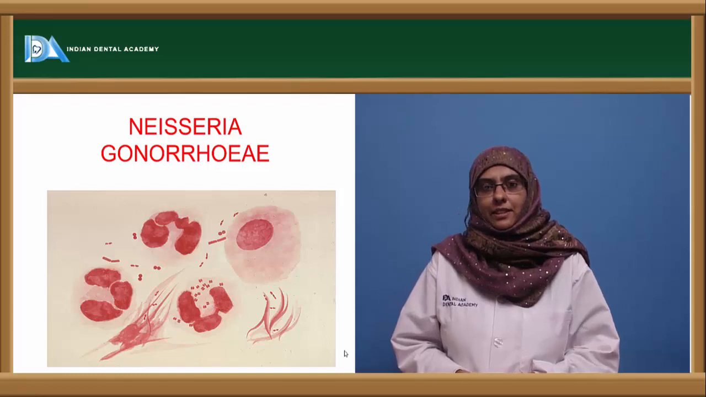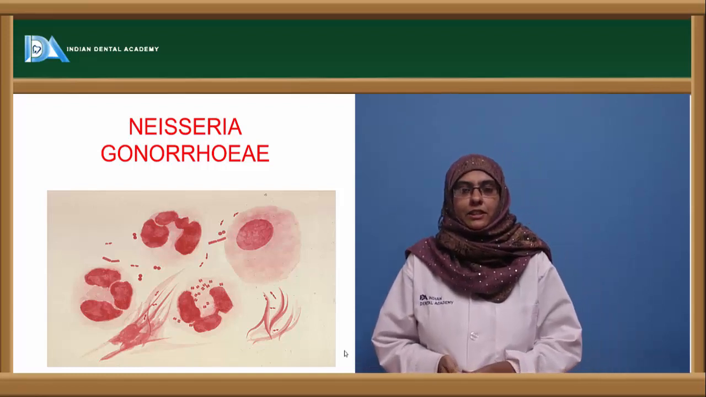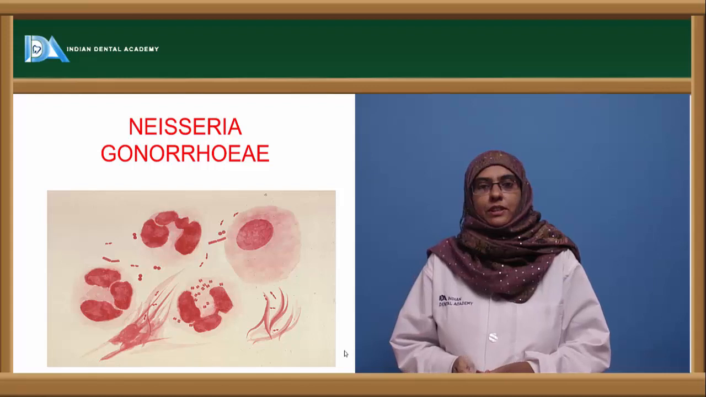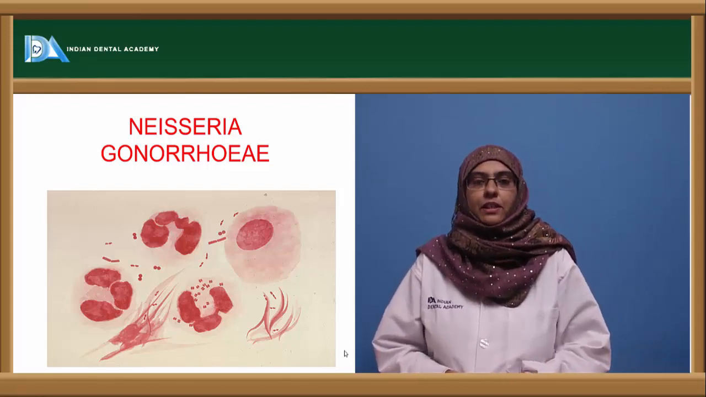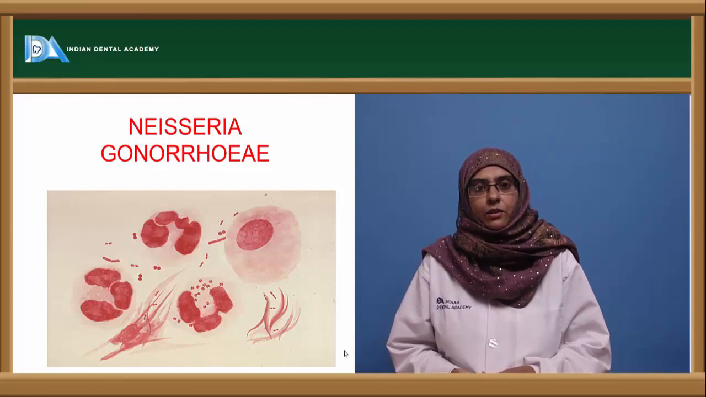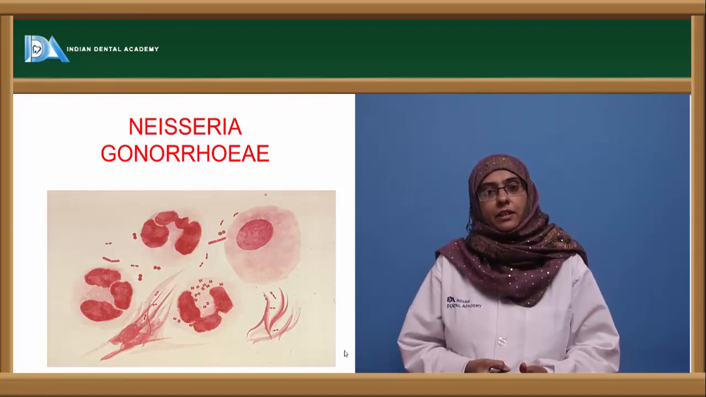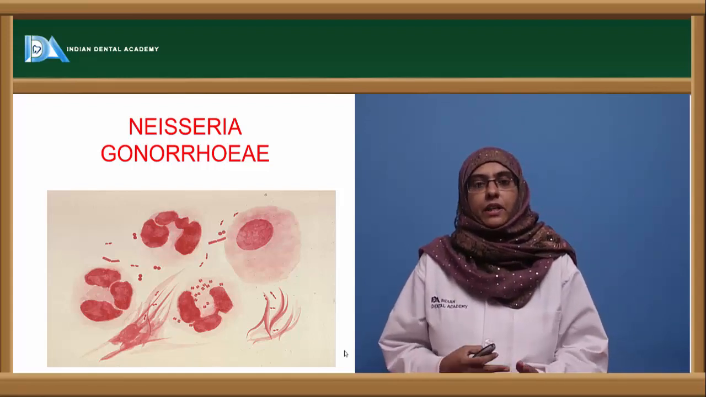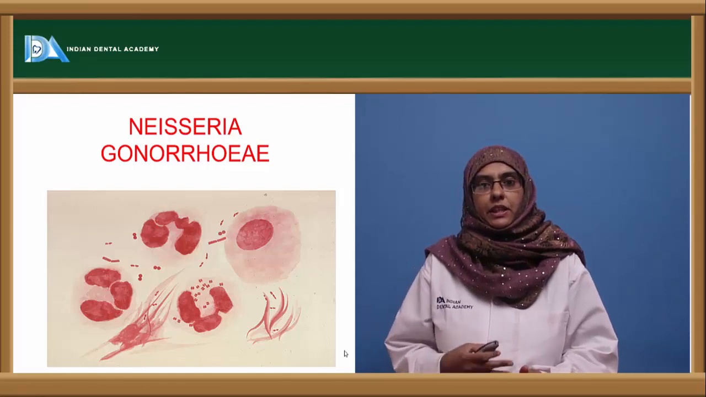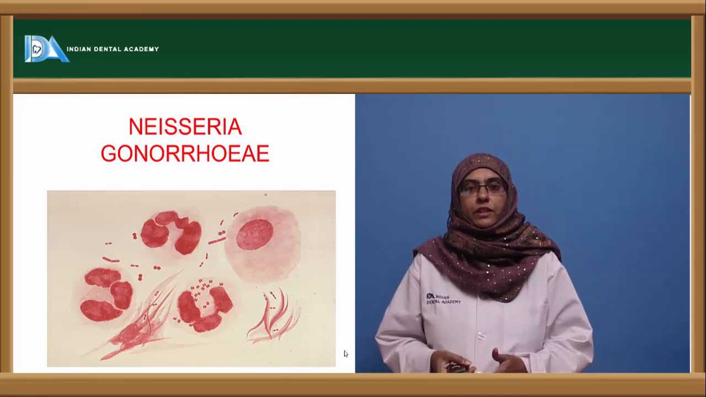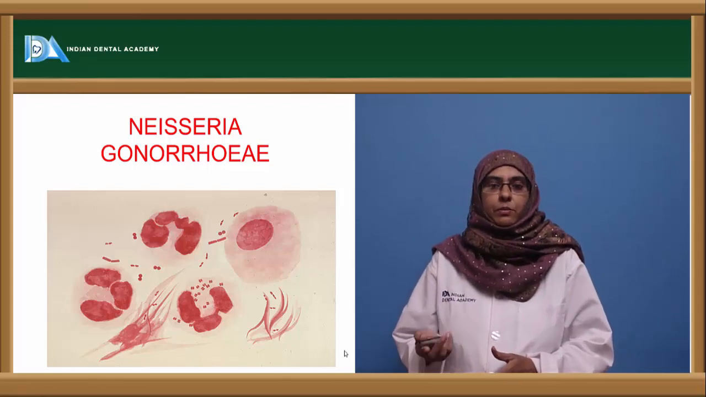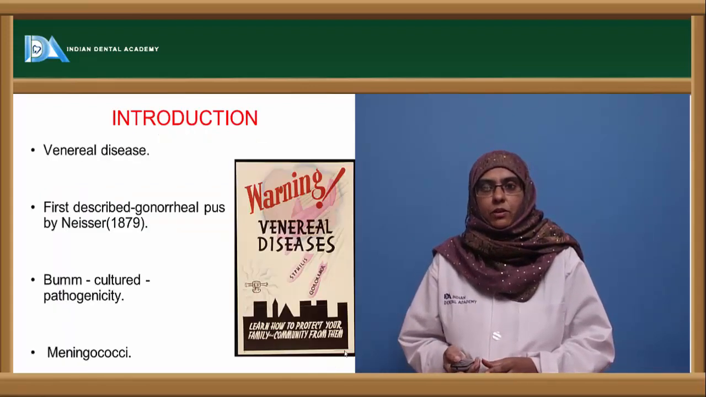The topic is Neisseria gonorrhoeae. So the genus Neisseria is the one that is able to cause infection in the human. The two pathogenic groups of organisms are Neisseria meningitidis and Neisseria gonorrhoeae. Apart from this pathogenic group, we also have certain Neisseria species that are the normal flora of the human respiratory tract. So the topic that we'll be dealing with is Neisseria gonorrhoeae.